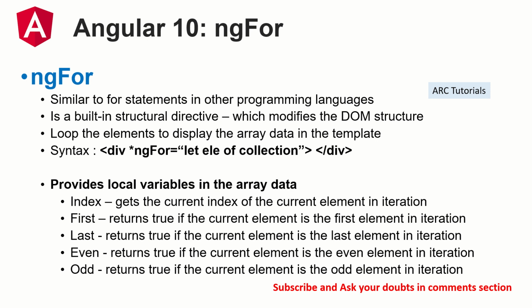And since it's a loop, since it's an iteration, it will have indexes, which are called local variables, through which we can get index, first, last, even, odd, etc. So that's about the theoretical explanation. So let's jump into the hands-on examples.